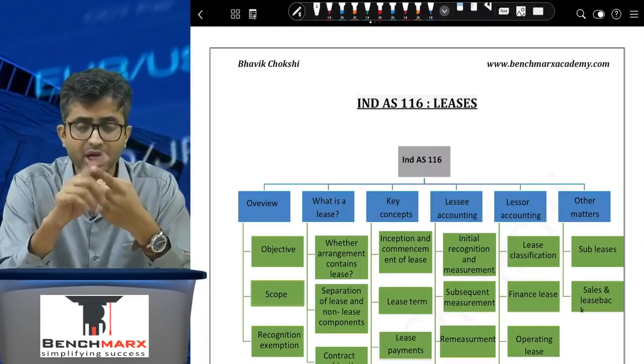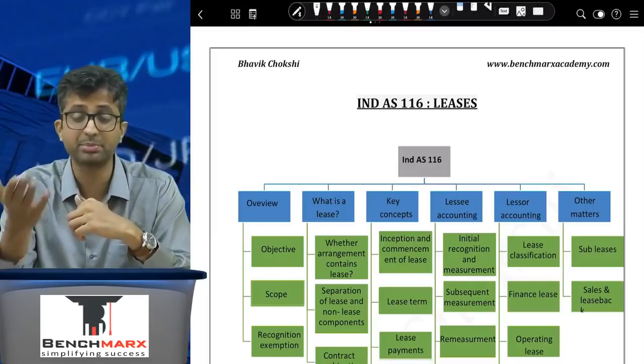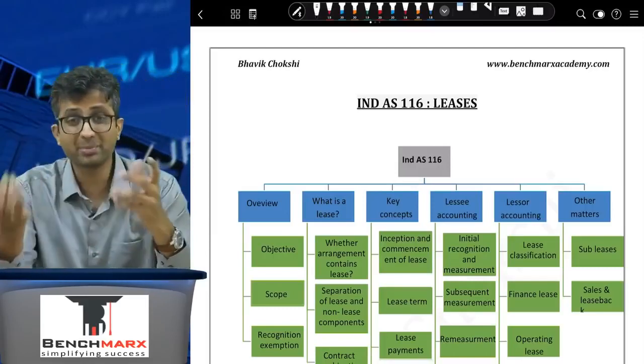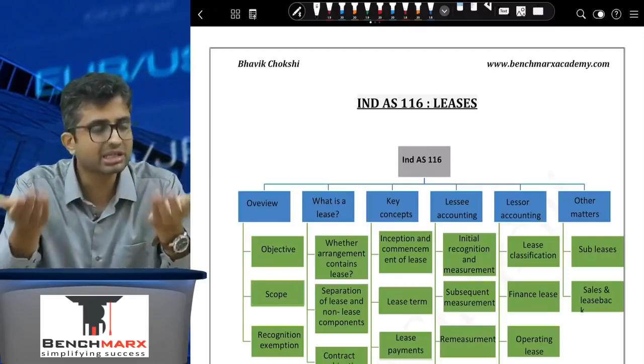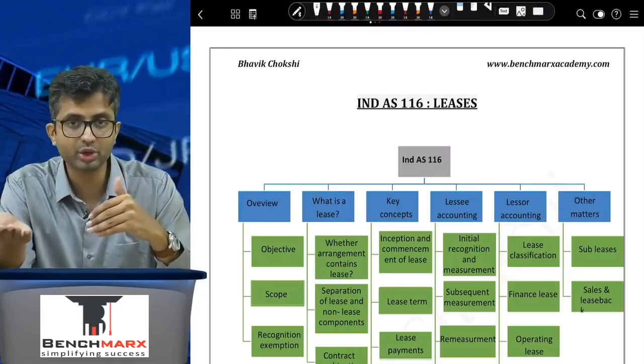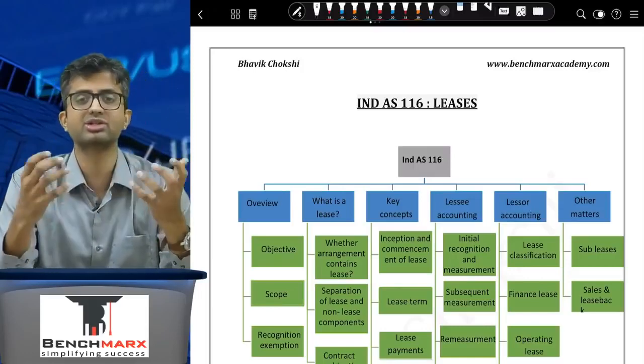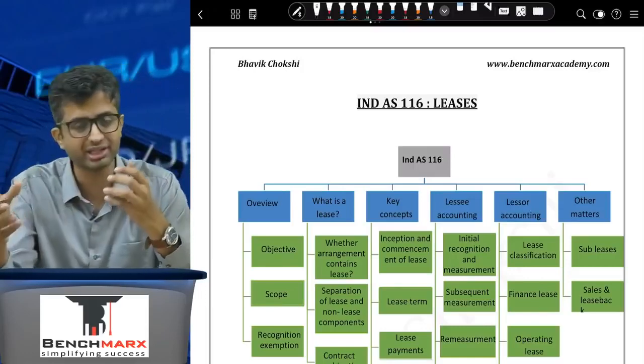Important terms are lease term. Lease term will obviously include the non-cancellable period, and the renewal period or the period covered under the termination clause can be included if you are reasonably certain that the renewal is going to happen or the termination is not going to happen. That is when you will include it in the lease term calculation.